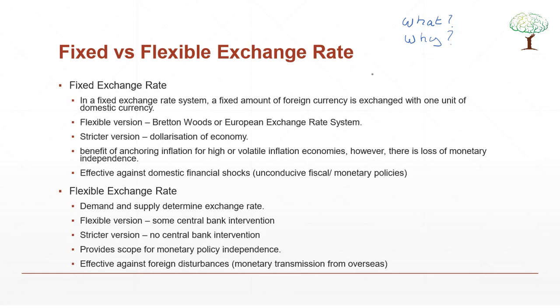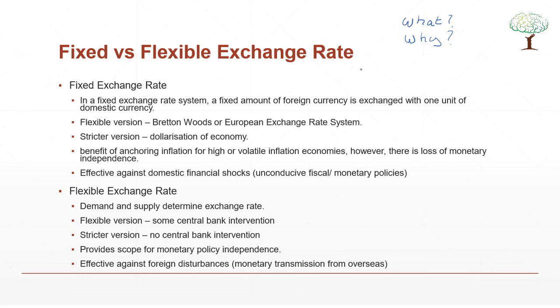So the main benefit that is derived from adopting a flexible exchange rate is that the economy of the country gets monetary policy independence. Now, this is very crucial, especially if there are foreign disturbances and there is monetary transmission from overseas.